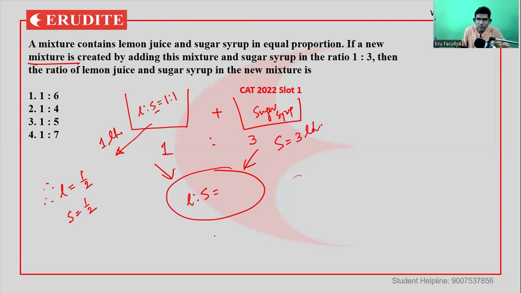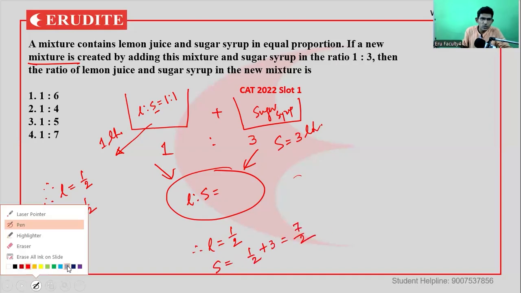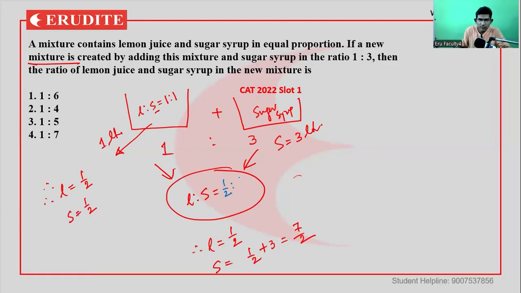So now if I mix them together, what is the quantity of lemon? So lemon will remain as half, but sugar syrup will be what? Half plus 3, which is 7/2. So what is the final ratio of lemon and sugar syrup? That is simply half is to 7/2, which is simply 1:7. So the question is as simple as that. So it is only testing our general application of ratio or general ability of ratio.